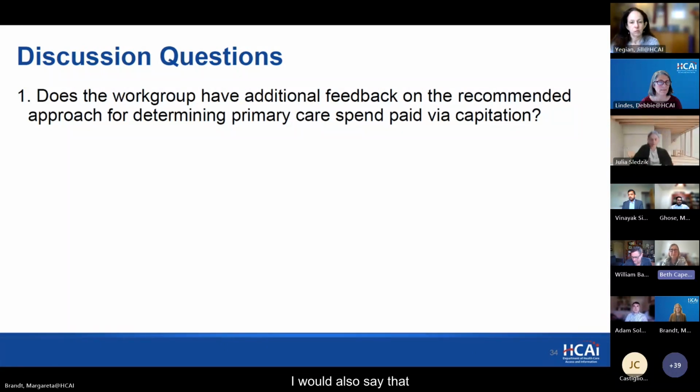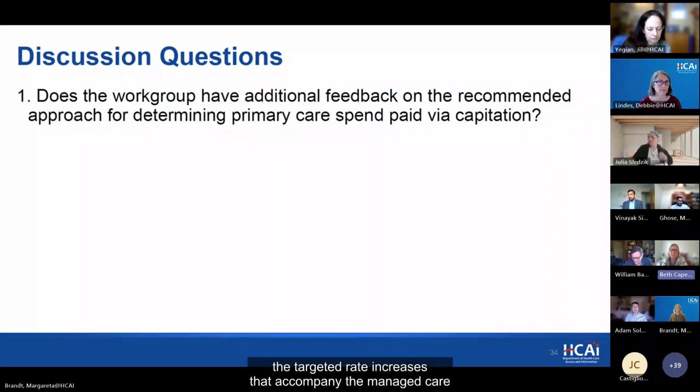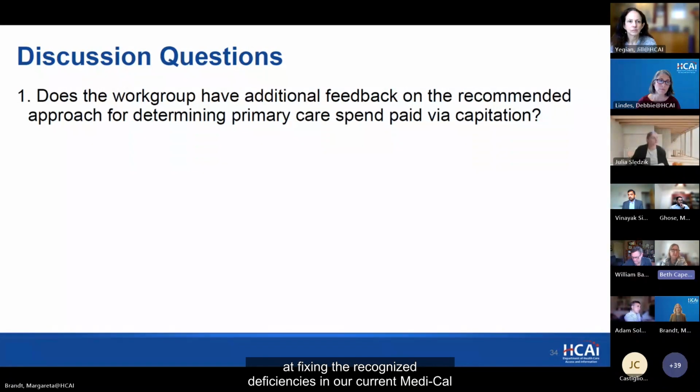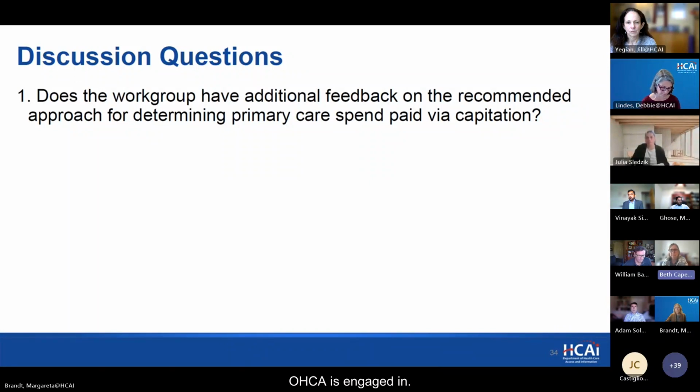I would also say that the targeted rate increases that accompany the managed care organization tax are aimed at fixing the recognized deficiencies in our current Medi-Cal managed care system. And we support doing that, but that's a very different task than the moving forward that OHCA is engaged in. What OHCA is doing is looking ahead the next decade.